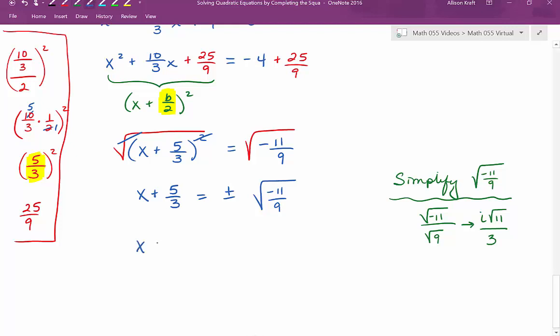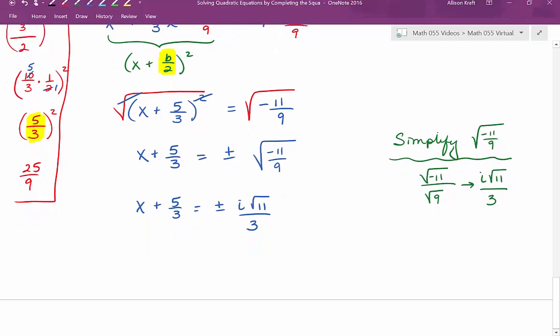So we have x plus 5/3 equals plus or minus i square root of 11 over 3. The last thing we need to do to solve for x is subtract 5/3 from both sides. We get a final answer of x equals negative 5/3 plus or minus i square root of 11 over 3.